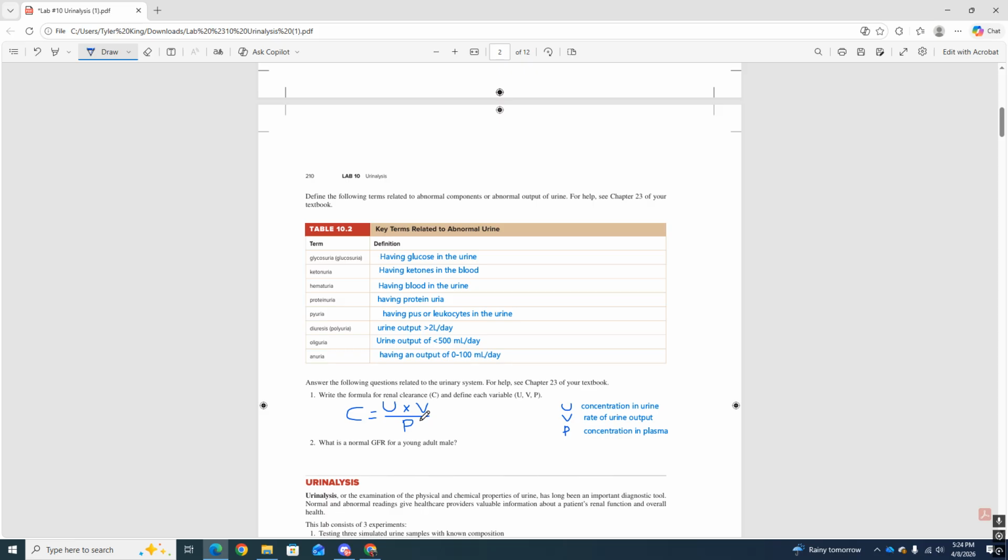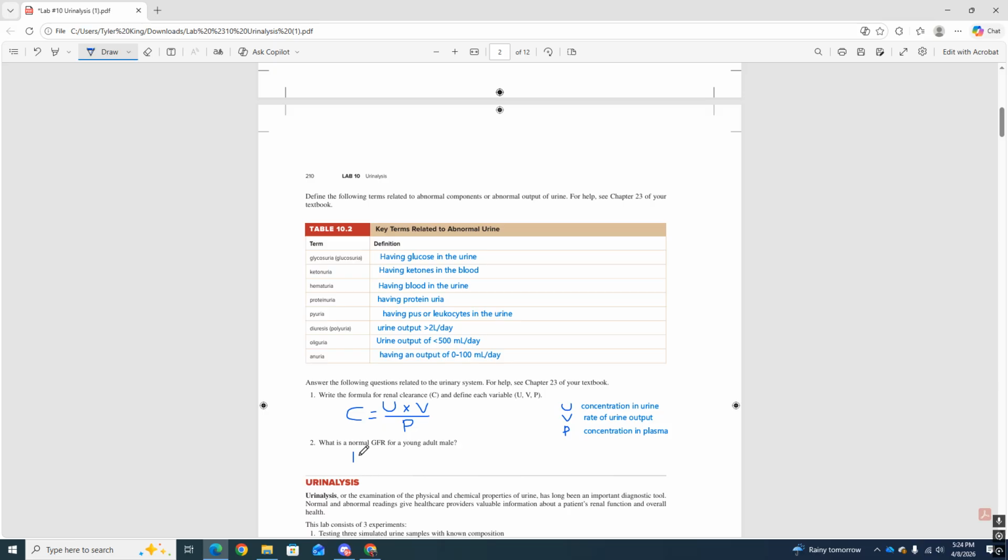Normal GFR, so what's the normal glomerular filtration rate? Remember, this is related back to that juxtaglomerular apparatus. What is the general rate for a young adult male for how quickly we're filtering blood going into that glomerular capsule, that Bowman's capsule?